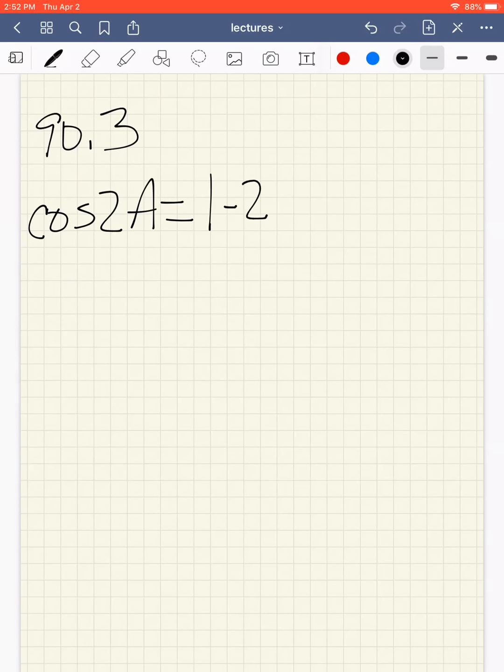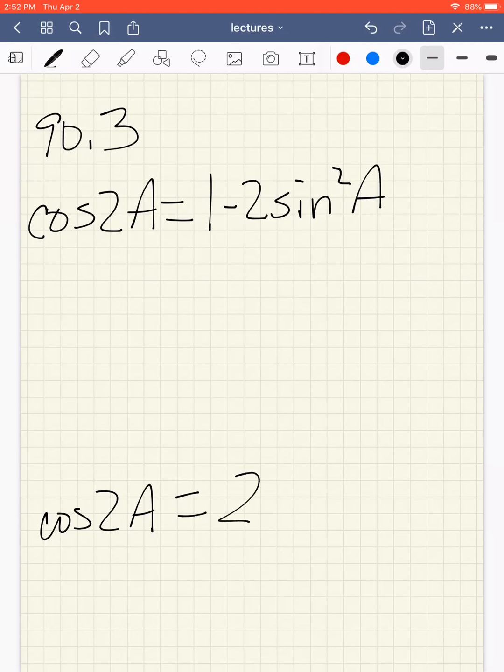Alright, so now we're on the last example of 90. This is 90.3. And this is where those two forms of cosine of 2a come in. There's three forms, but the last two are the ones that we're going to use for these last two identities. Cosine of 2a is equal to 1 minus 2 sine squared of a, is one of them. And then the other one is cosine of 2a is equal to 2 cosine squared of a minus 1.